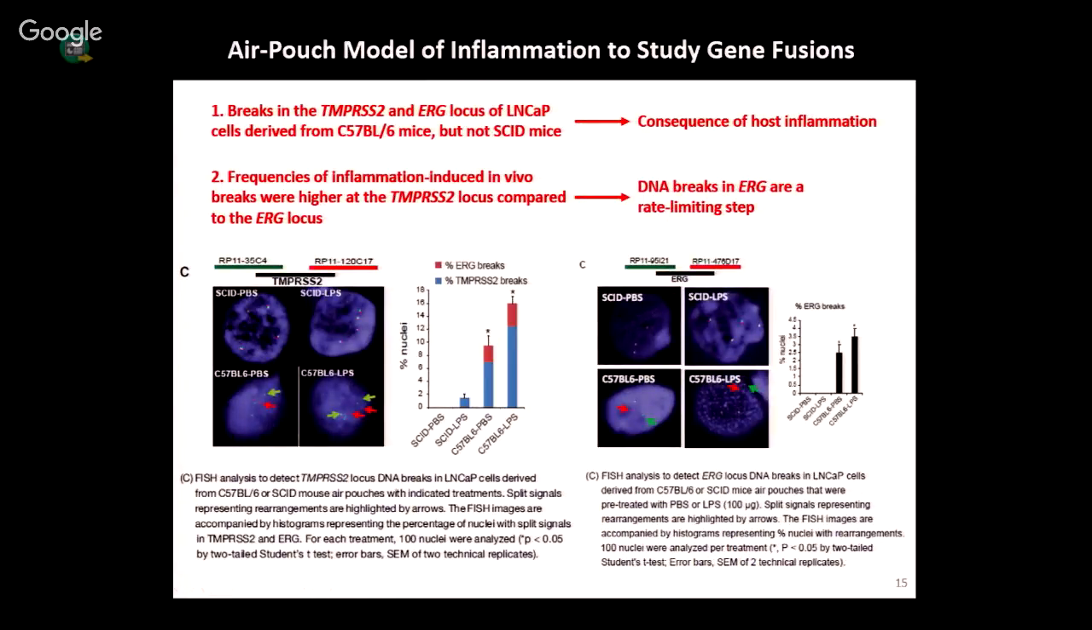They also did a split signal-based dual color fluorescence in situ hybridization assay with TMPRSS2 and ERG probes on LNCaP cells derived from the murine air pouch. They found breaks in the TMPRSS2 and ERG locus of LNCaP cells derived from B6 mice, but not in SCID mice. And they think this is the consequence of host inflammation. Second, they found that frequencies of inflammation-induced in vivo breaks were higher at the TMPRSS2 locus compared to the ERG locus. And they think the DNA breaks in ERG are a rate-limiting step.